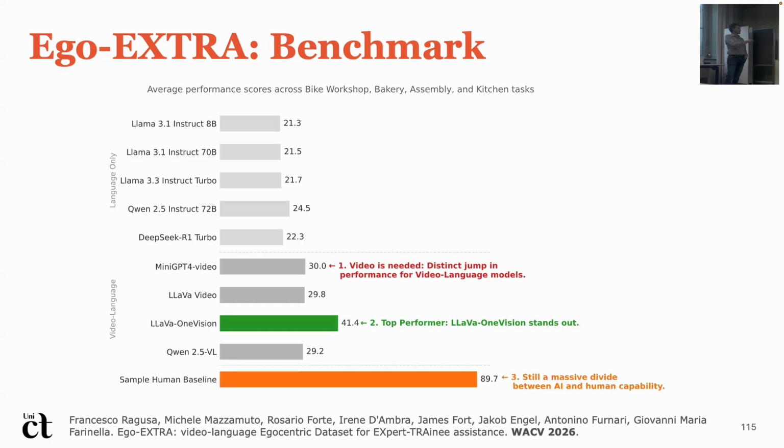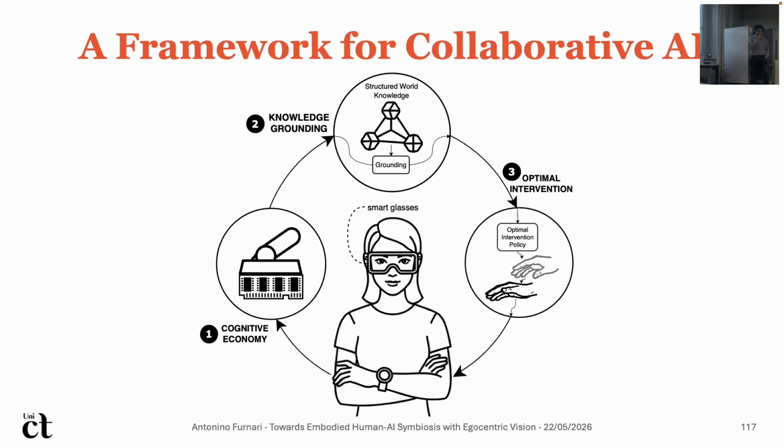And also a sample human baseline obtains about 90%. So this means that the task is achievable. It's not 100% because some of these questions require some expert knowledge, but there is still a big gap to be filled. And I think this kind of resource is much different from what you usually see in video question answering datasets. Okay, so this concludes the talk.